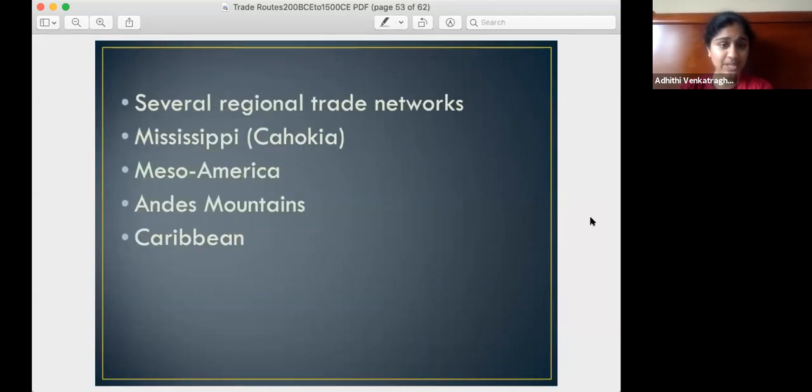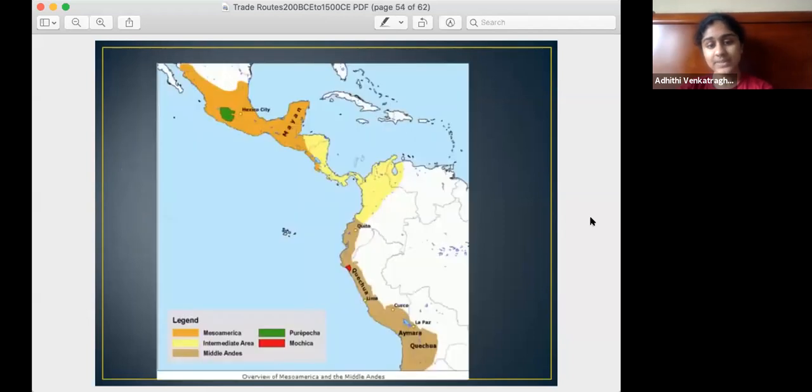There was no intense contact between North and South America. Several regional trade networks were also in the Americas: the Mississippi Trade Network, Mesoamerica, the Andes Mountains, and the Caribbean trade. This is a map, just so you can see, of the areas in North America and South America that were significant.